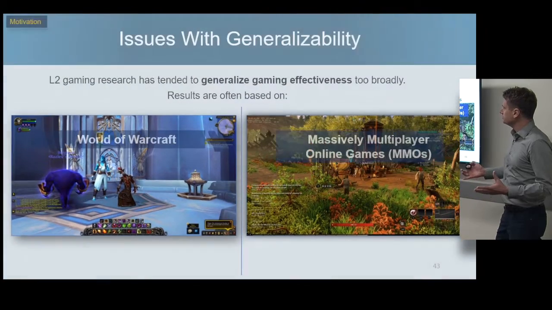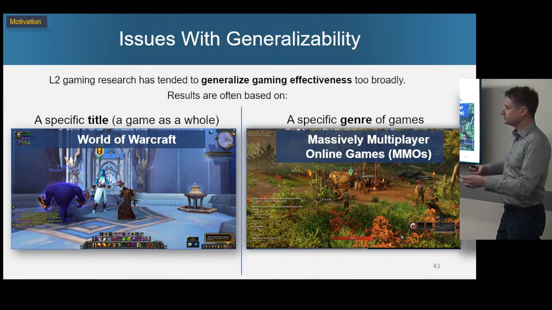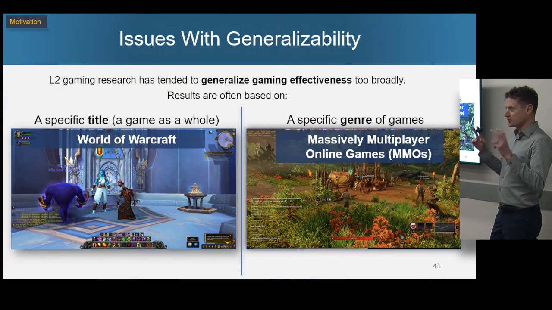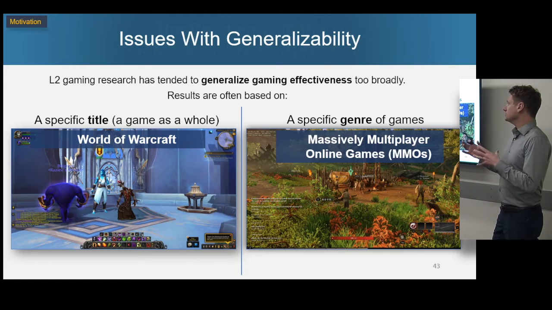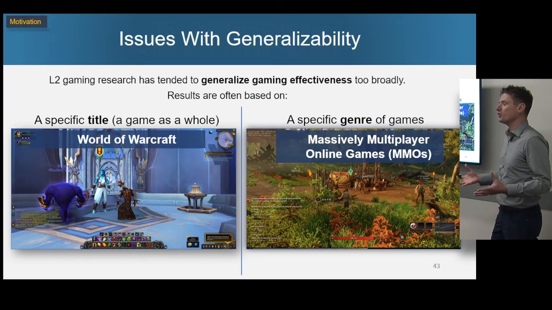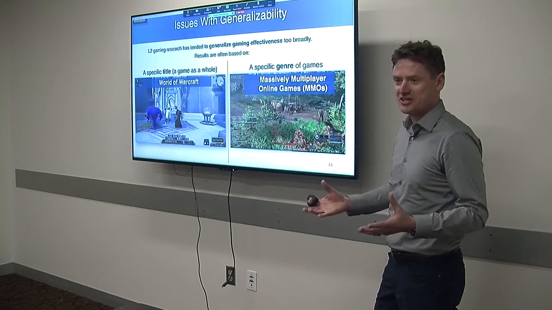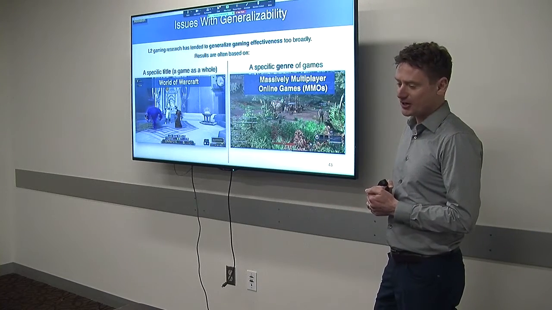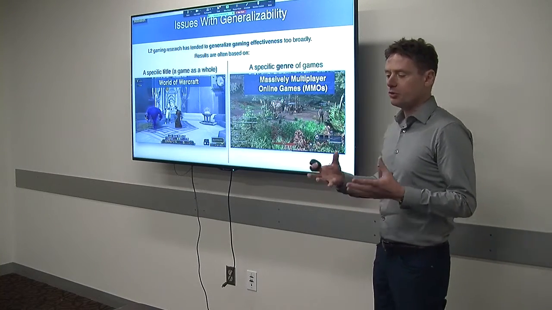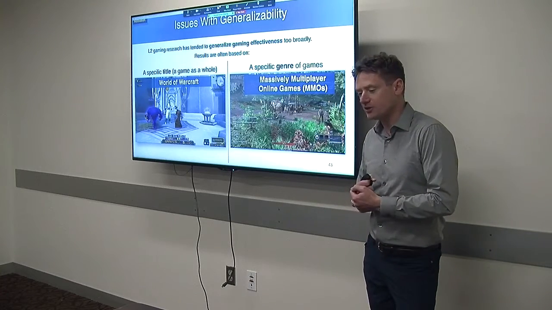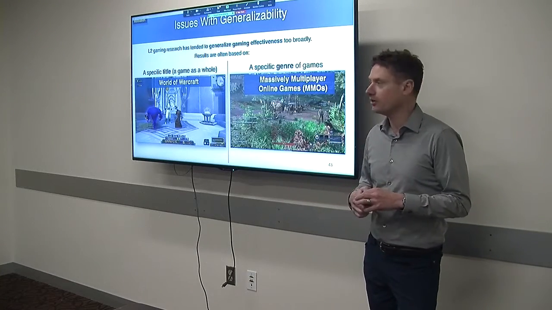So if you play games, you probably know that there are lots of different types of games, lots of genres and things like that. In the literature, researchers tend to generalize gaming effectiveness to a specific title. And by far, World of Warcraft has received probably the most attention in the literature. Or oftentimes, they'll generalize about a specific genre, like massively multiplayer online games.